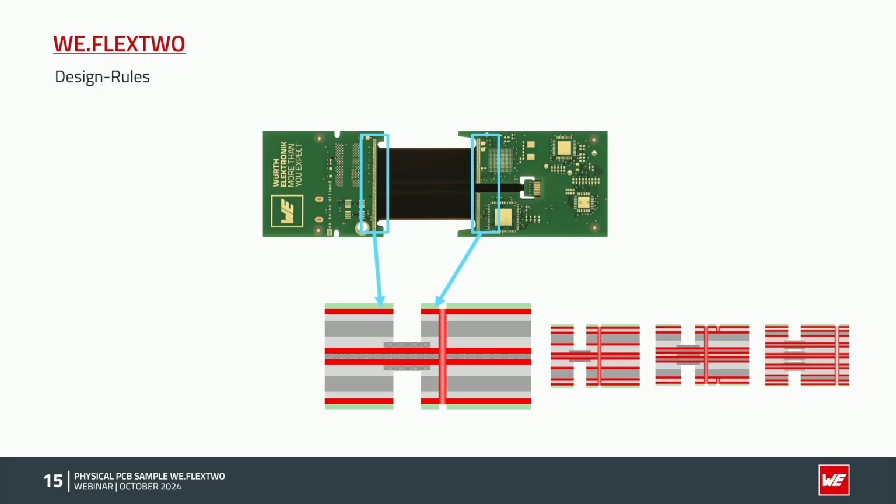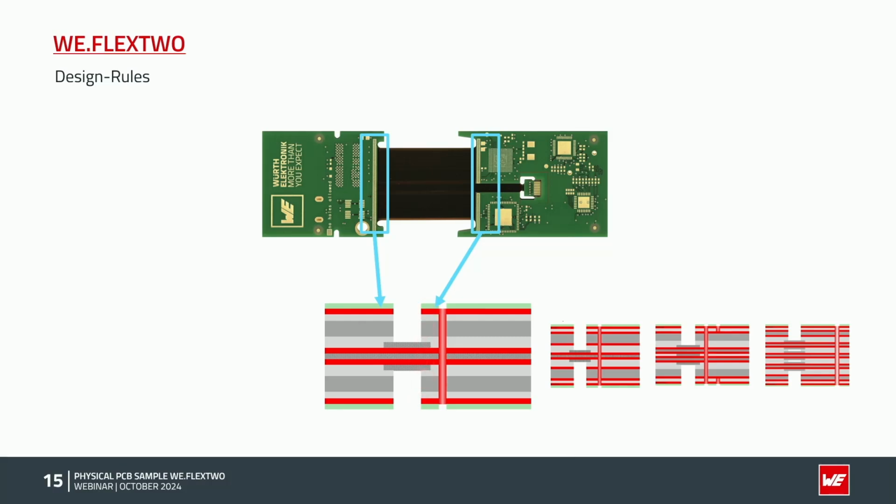So in this part of the webinar, I would like to discuss the topic of design rules for rigid-flex PCB. Maybe you have experience with this in the past. The most frequent point for queries or clarification is the distance between plated through holes in the rigid area and the flex transition zone here.